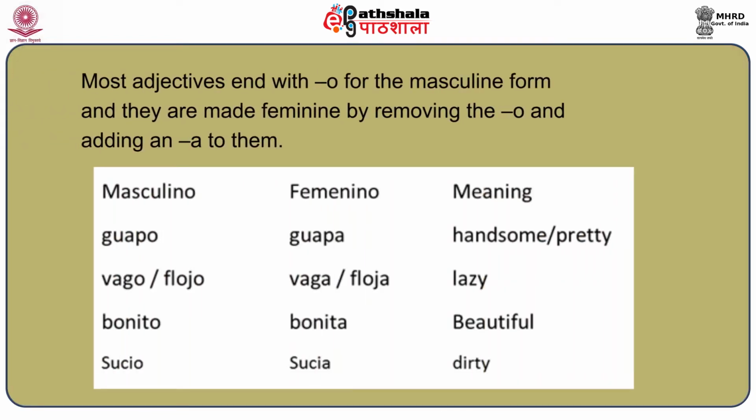So first let's see how we form the feminine adjective from the masculine adjectives, which is the basic form. Most adjectives in Spanish end with O in the masculine form, and they are made feminine by removing this O and adding an A to them. For example, handsome is guapo, lazy is vago, beautiful is bonito, and dirty is sucio. All of these are ending in O, which shows that these adjectives are masculine in nature. In order to make the same adjective feminine, we simply remove O and add A. For example, guapo becomes guapa, vago becomes vaga, bonito becomes bonita, and sucio becomes sucia.